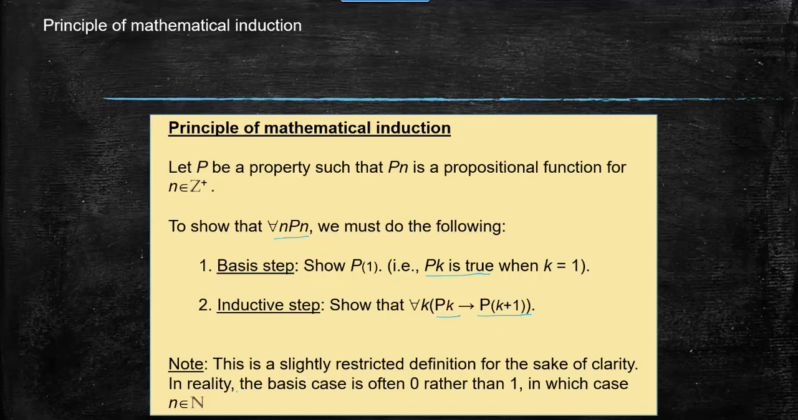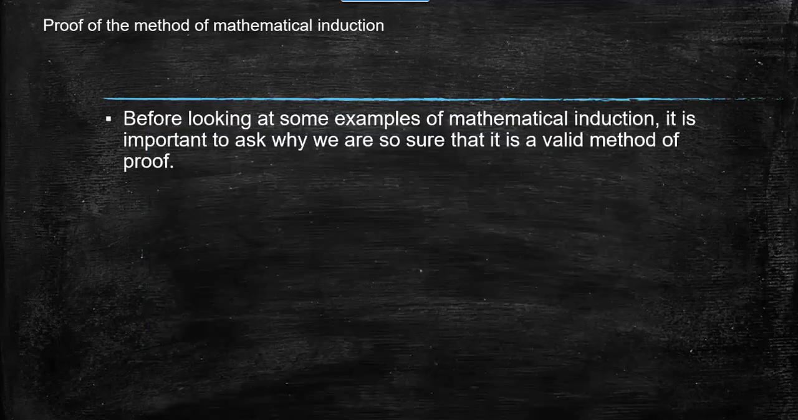So I just note here, this is a slightly restricted definition for the sake of clarity. In reality, the basis case is often 0 rather than 1, in which case n is an element of the natural numbers. So before looking at some examples of mathematical induction, it's important to ask why we are so sure that it is a valid method of proof.